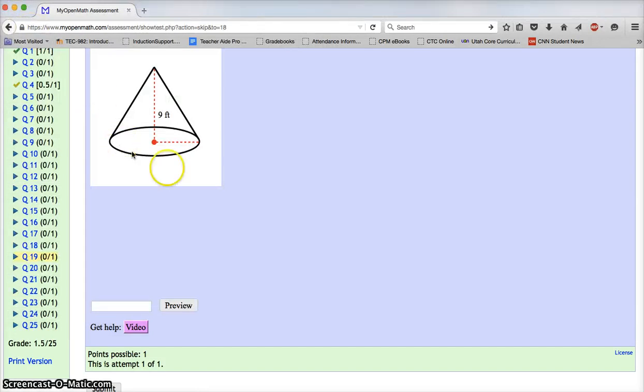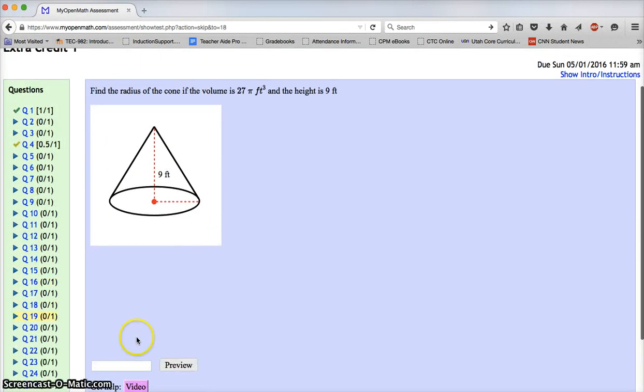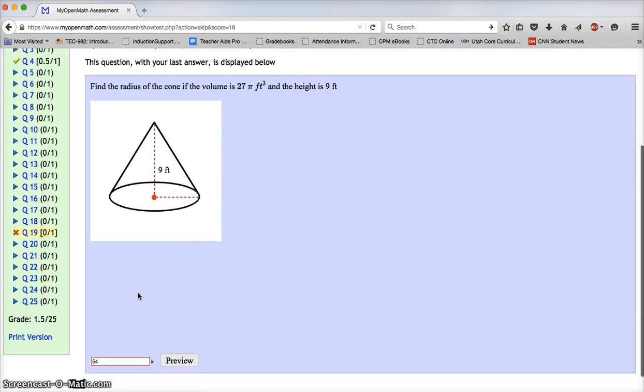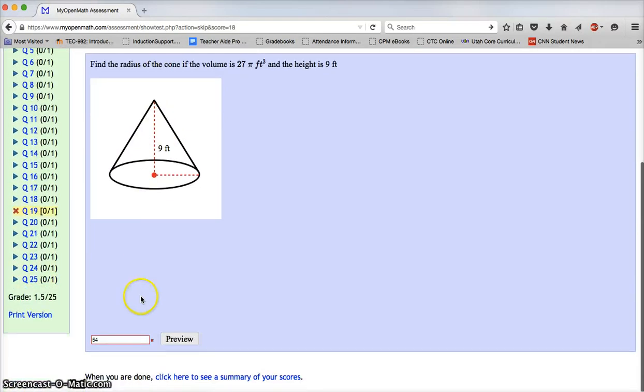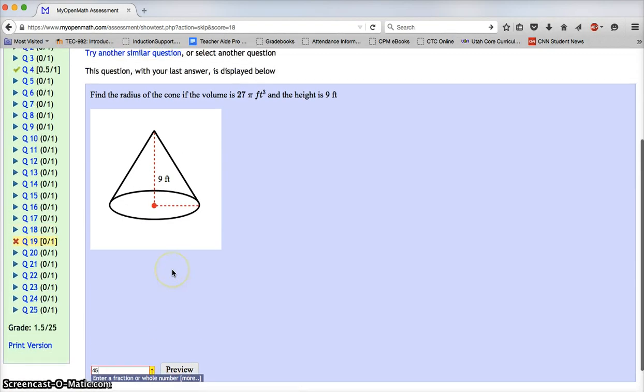So first of all, let me show you what would happen if I got an answer wrong. So maybe I think it's 54 pi. I submit my answer, and it shows that I got it wrong. Okay, so what could I do? Well, I can try to input another answer. However, it won't let me submit another answer.